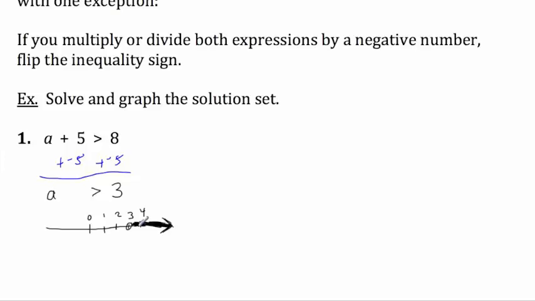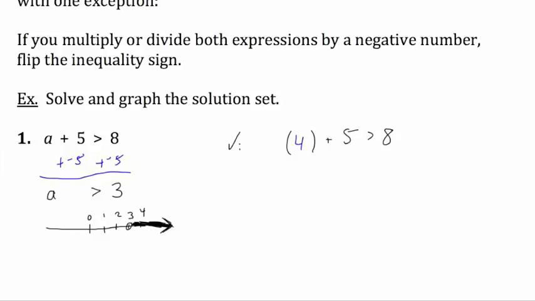We can check this by plugging in any one of the numbers that are in this solution set. So the original inequality is a plus 5 is greater than 8. So we can check this by plugging in a value from our solution set to make sure that it makes this inequality true. So you can pick any value you'd like to. I'm going to go ahead and pick 4.